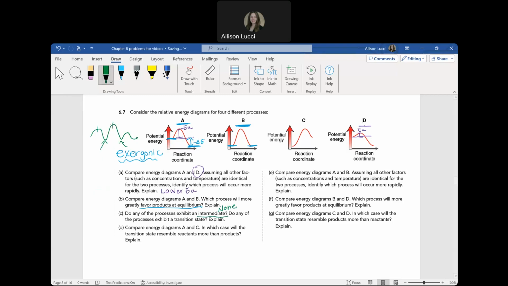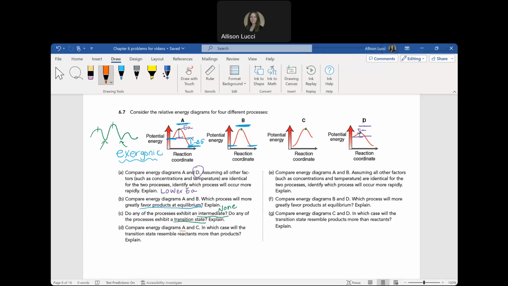Do any of the processes exhibit a transition state? Yes, all of them have a transition state, right? The energy maximum here would be considered a transition state. So none have an intermediate, but all have exactly one transition state. So let's take a look at question D here.